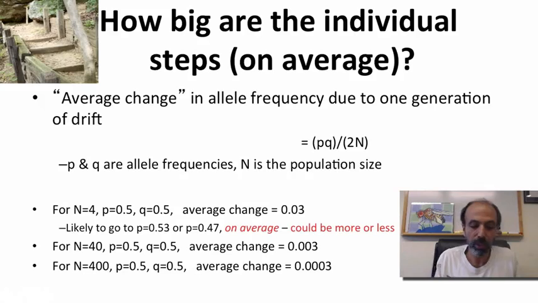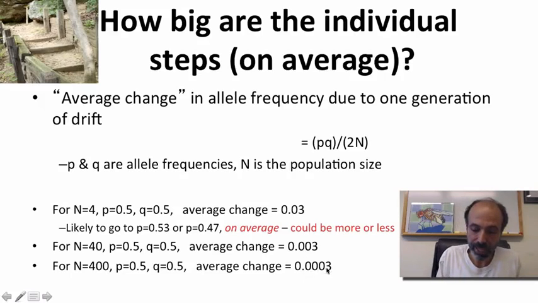And then again, some are going up in frequency. So in this case, big A is becoming more abundant. Some are going down in frequency. In this case, big A is becoming less abundant. So this is what's happening when N is 4. When N is 40, you have a much smaller average change. And when N is 400, you have an even smaller average change.